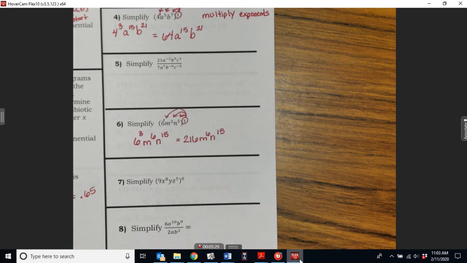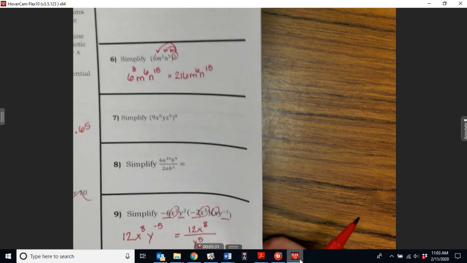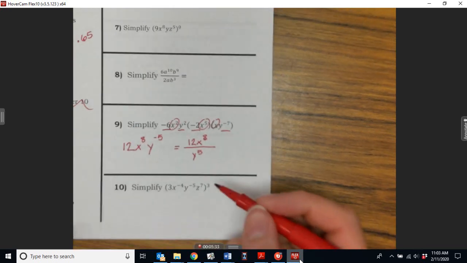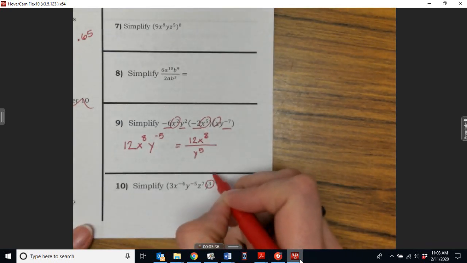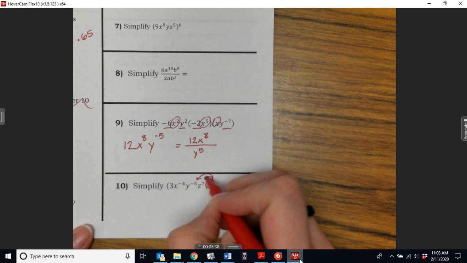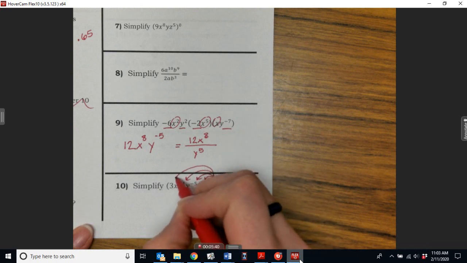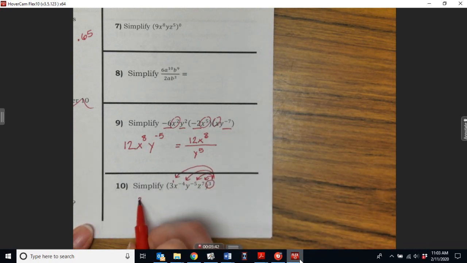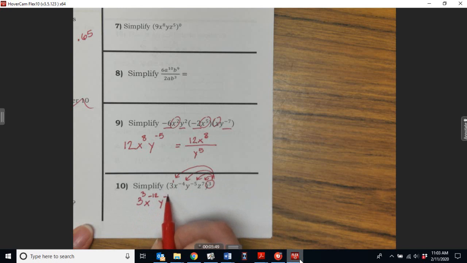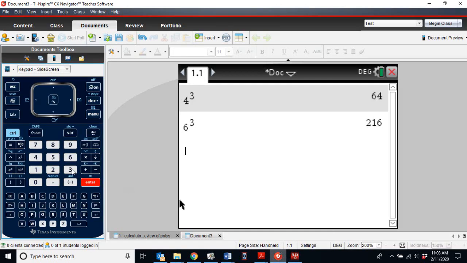And we're going to skip down to number 10 now. Number 10 is the same, multiplying exponents. So 3 times each of these, and there are a lot of things to multiply by. So I have 3 to the third power, x to the negative 12th, y to the negative 15th, z to the 21st. And again, I use my calculator and I type in 3 raised to the third power, which gives me 27.